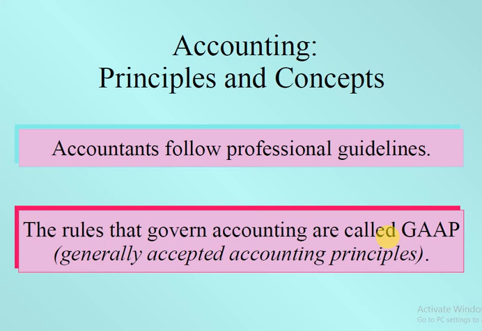What are the accounting principles and concepts? Accountants follow professional guidelines, right? Sometimes they call it the professional guidelines as well. The rules that govern accounting are called GAAP, the generally accepted accounting principles. And again, these GAAP are applicable everywhere, in different chapters and different sections of accounting. It means that your accounting is wholly and solely to be worked out according to these principles.